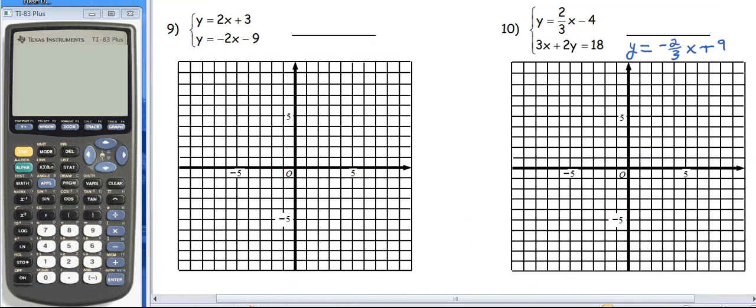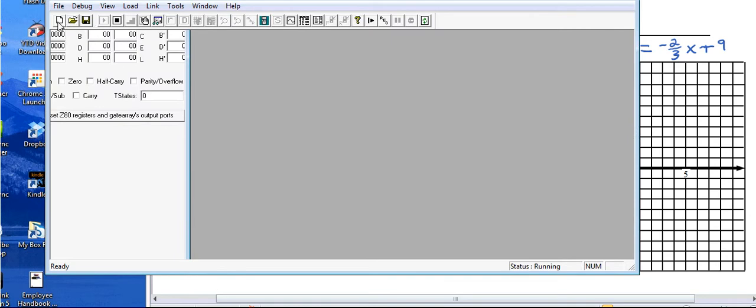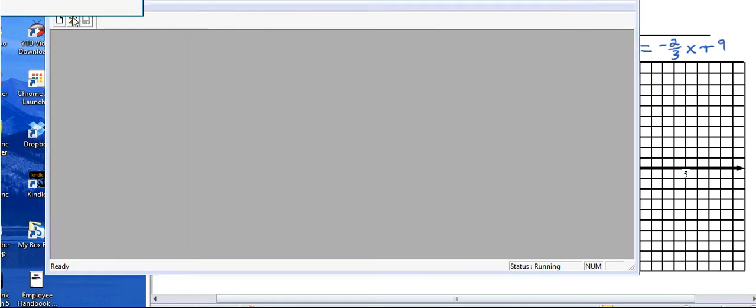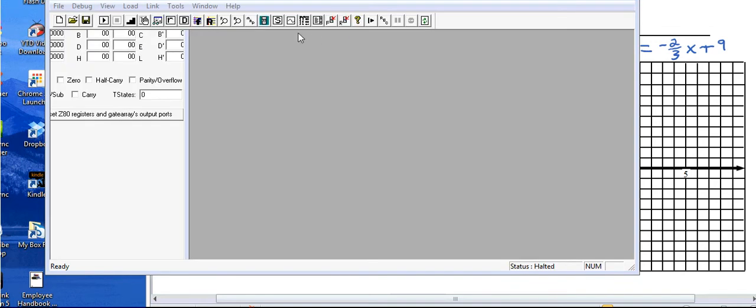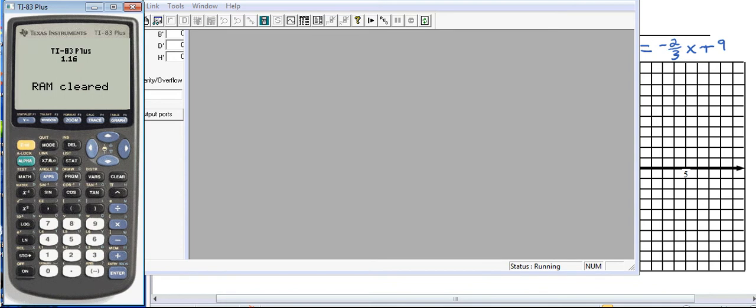Now we're going to go back to our calculator. How do we solve these with our calculator? And I need to get my calculator going again. It stopped on me. So let's bring that back into the screen.